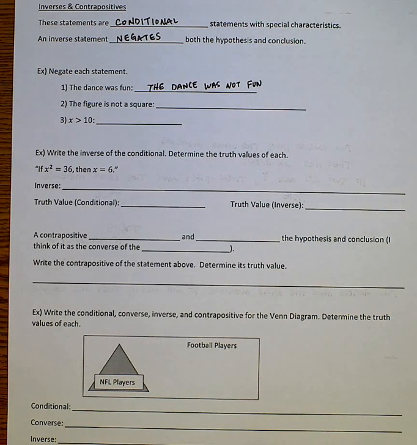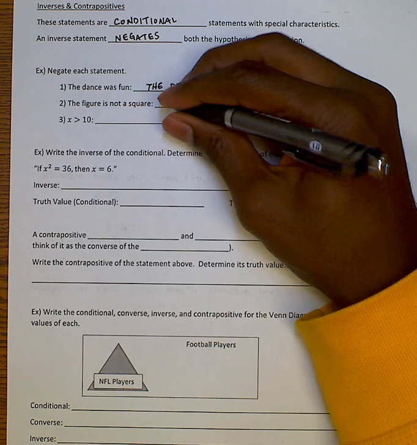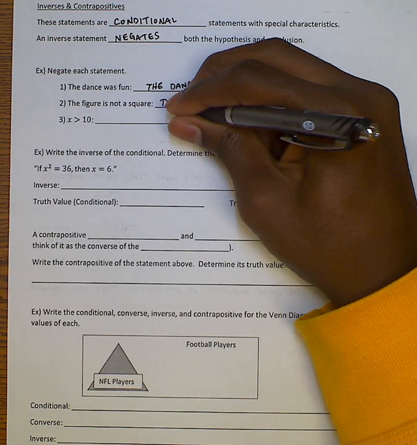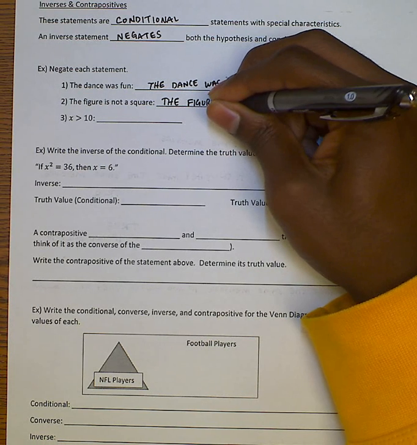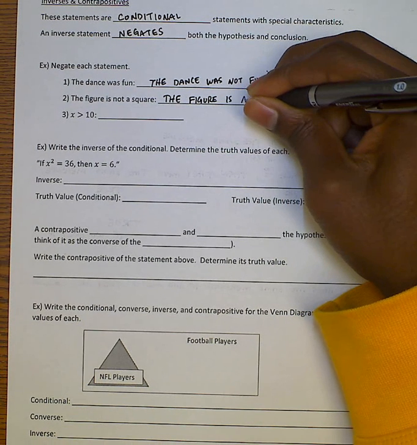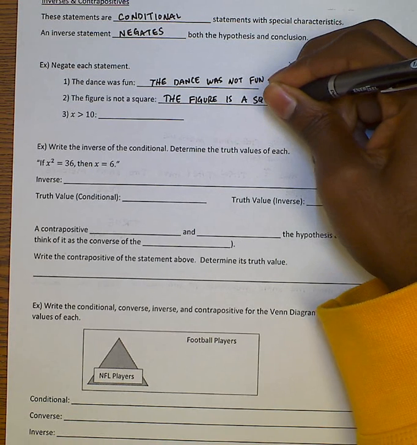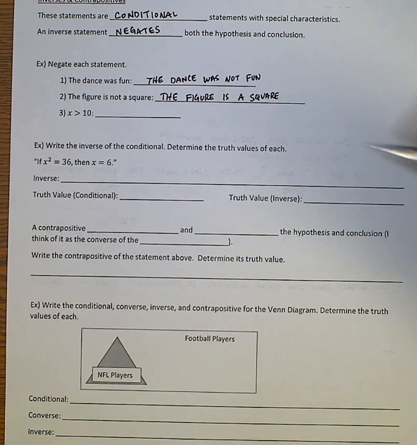Number 2, the figure is not a square. Well, you wouldn't say, oh, it's something else. You'd say the figure is a square. In this situation, you can think of it as adding another not. If I say the figure is not a square, not, double negative, means it's positive. The figure is a square.